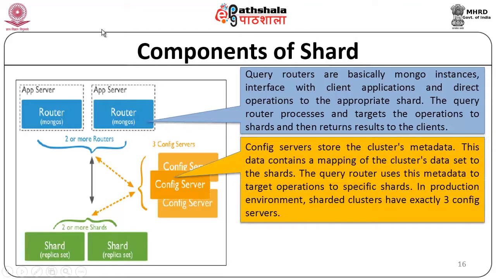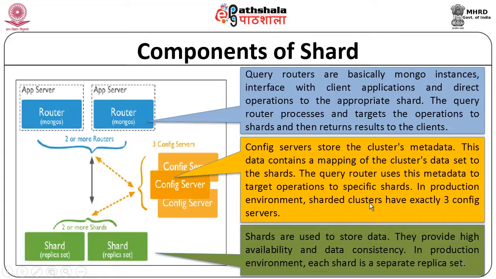The second important component is the config server. Config server stores the cluster's metadata. This data contains the mapping between the cluster's data set and the shards. The query router makes use of this metadata for the purpose of targeting operations to specific shards. In an actual production environment, sharded clusters have a maximum of 3 config servers only. So, this config server holds metadata which is used by the query router to perform operations on respective shards.